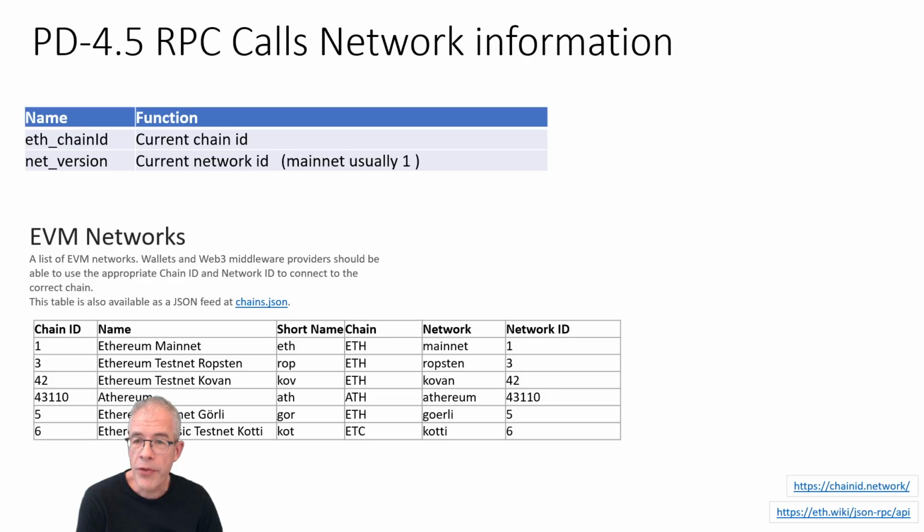The next type of calls are the network information. So you can get a chain ID and a net version. And that's pretty important actually to differentiate on which Ethereum network you are. So for example, chain ID and network ID 1 means Ethereum mainnet. Other chain IDs, network IDs mean other networks, like test networks or completely different networks like Avalanche. Go to this site, you can see a large list of those.